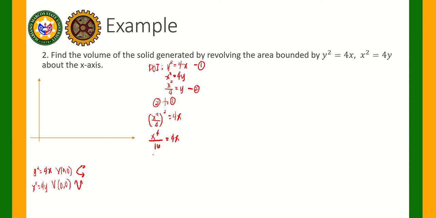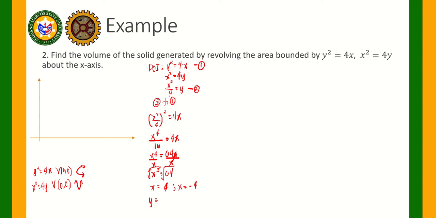So, cross multiply. This is x raised to 4 equal to 64x. So, divide both sides by x. So, this is equal to x cubed equal to 64. So, solving for the cube root of 64, x is equal to 4. Okay? So, when x is equal to 4, what is the value of our y? Or, since it is a square root, we have values for positive and negative 4. So, x is equal to 4 and x equal to negative 4.